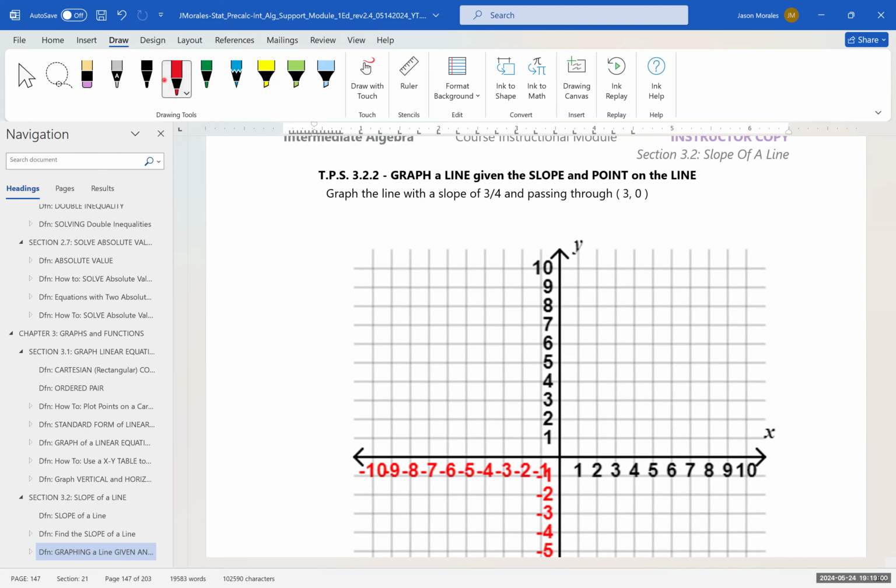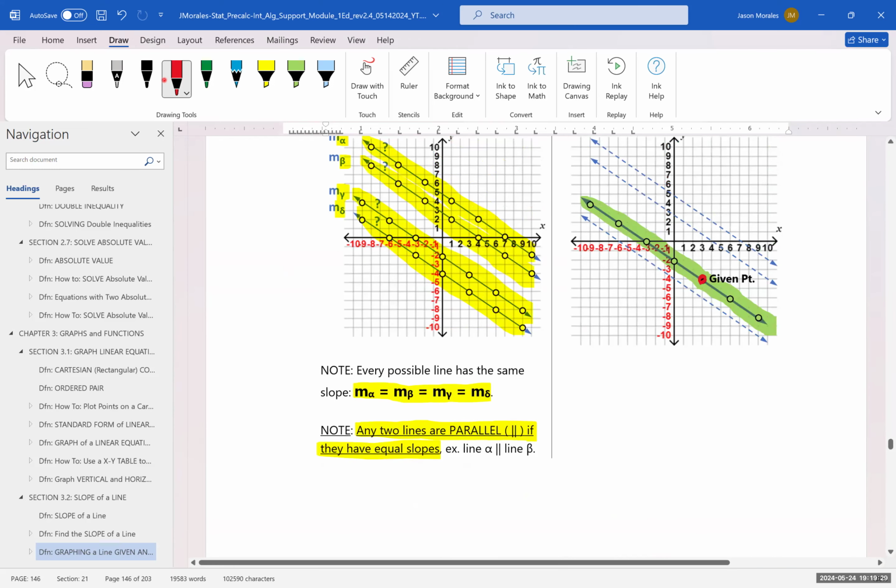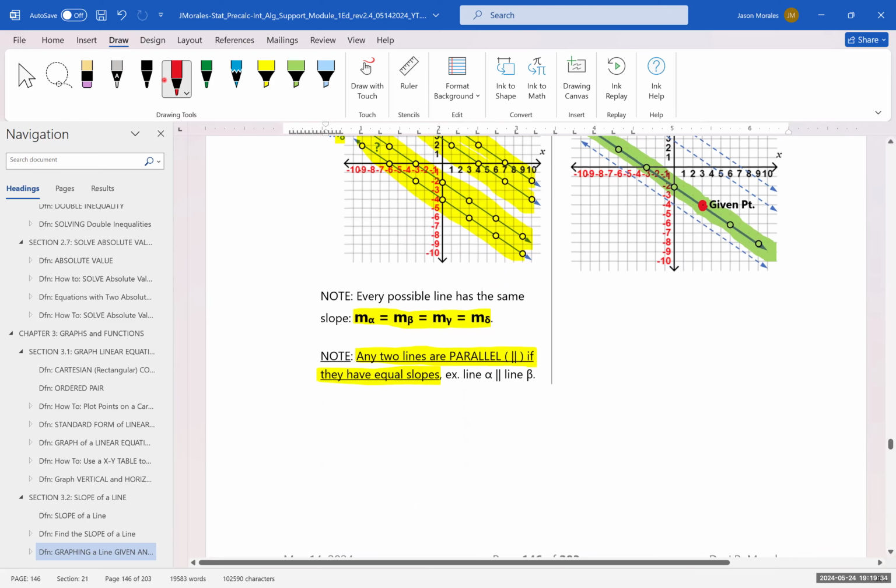Okay, so we know it has to go through the point (3, 0), which is right here. Now it has a slope of 3/4, which means slope is rise over run. So we have a positive rise of 3 and a positive run of 4. Just like in the previous example, once we have a given point, we can go out from there and get the other points on the line.